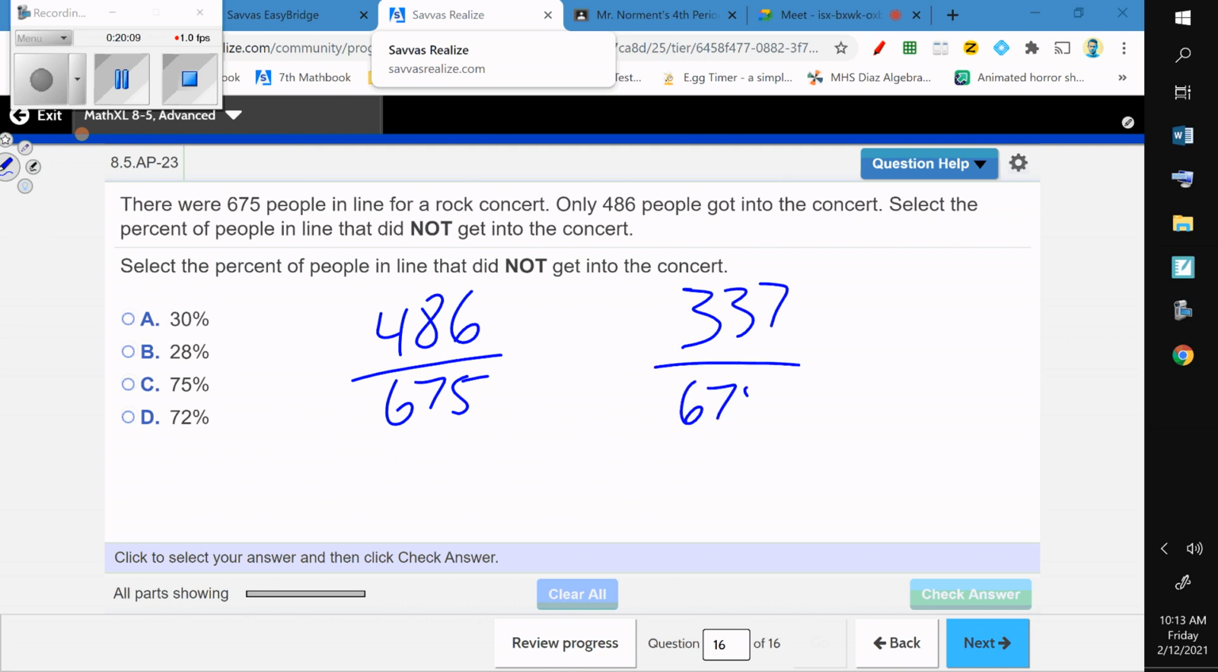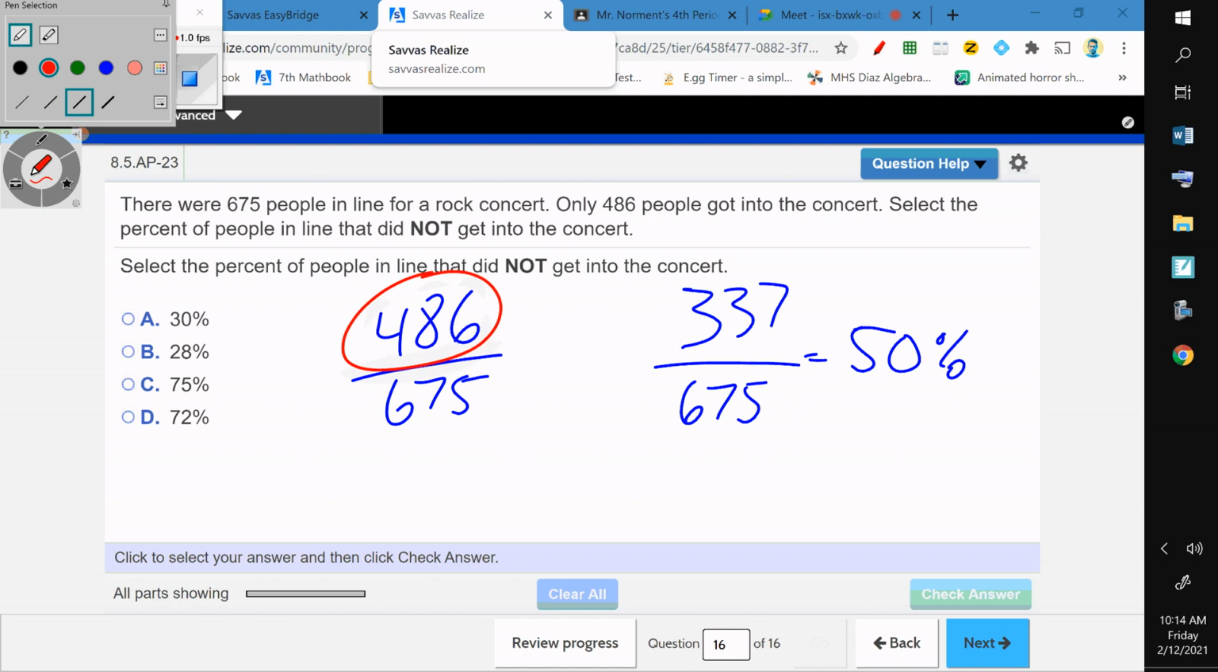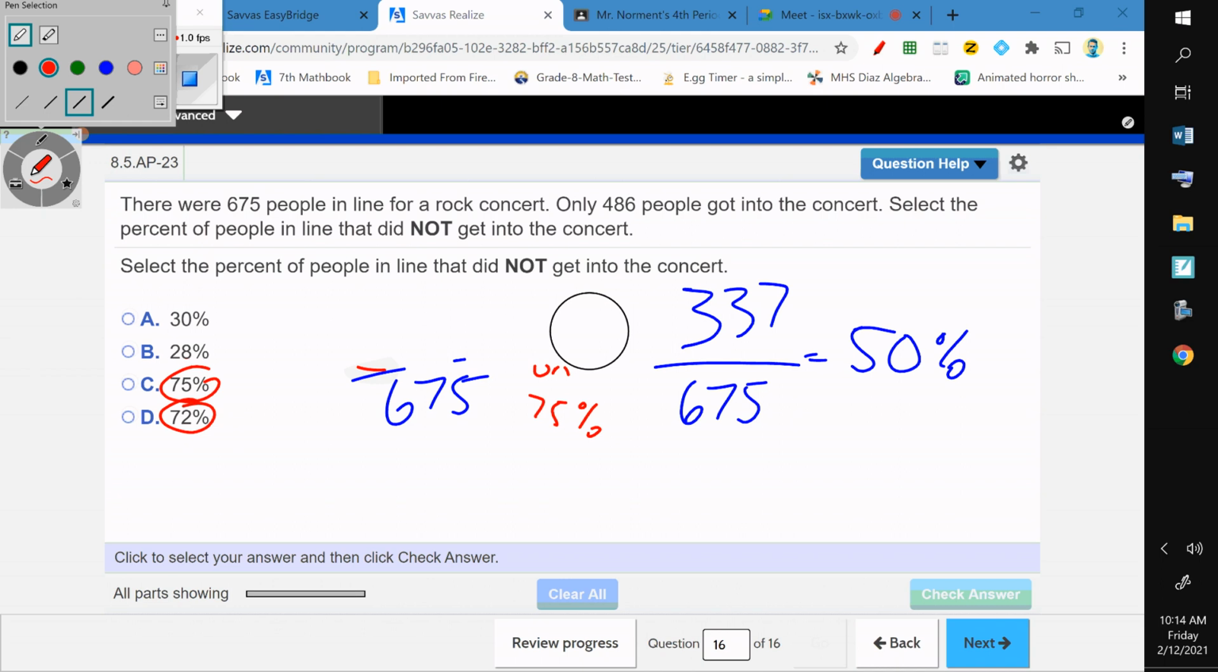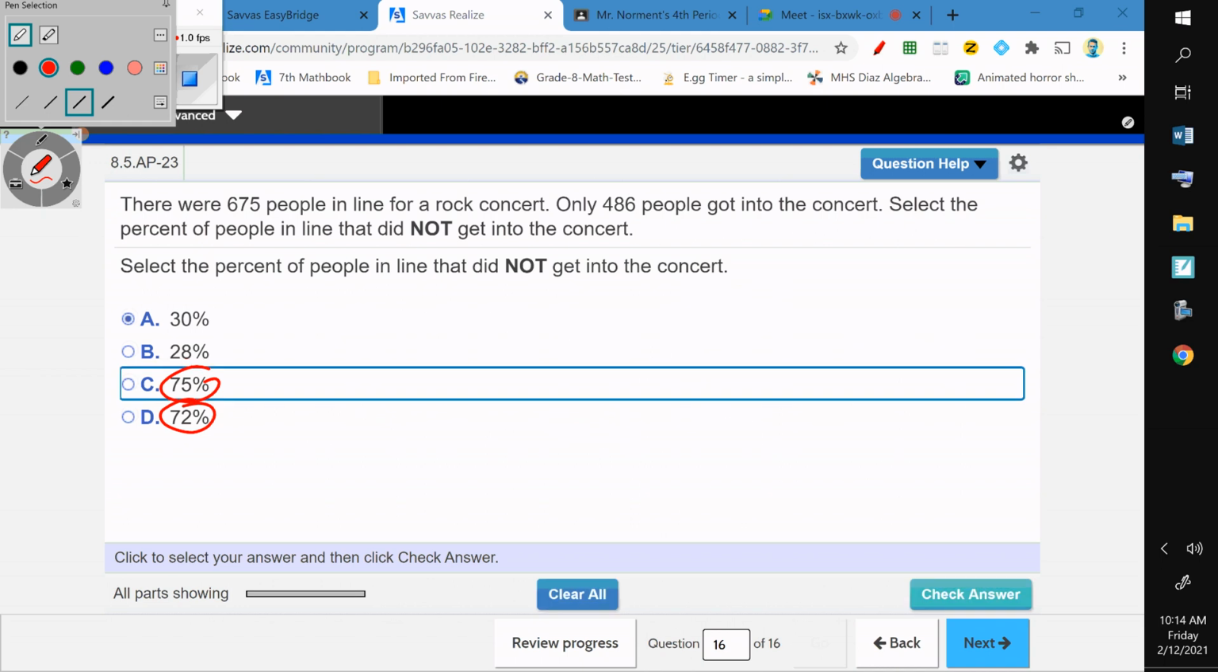So you guys probably have no idea what I'm doing. That's 50%. Since this number right here is more than that, you know this is going to be more than 50%. It's going to be one of these, and you're going to miss it, because that's probably going to be 72 or 75%. But listen, that's for the people who got into the concert. So if that many people got in, how many people did not get into the concert? Your actual number, and I should have done this first, is going to be the opposite of that.